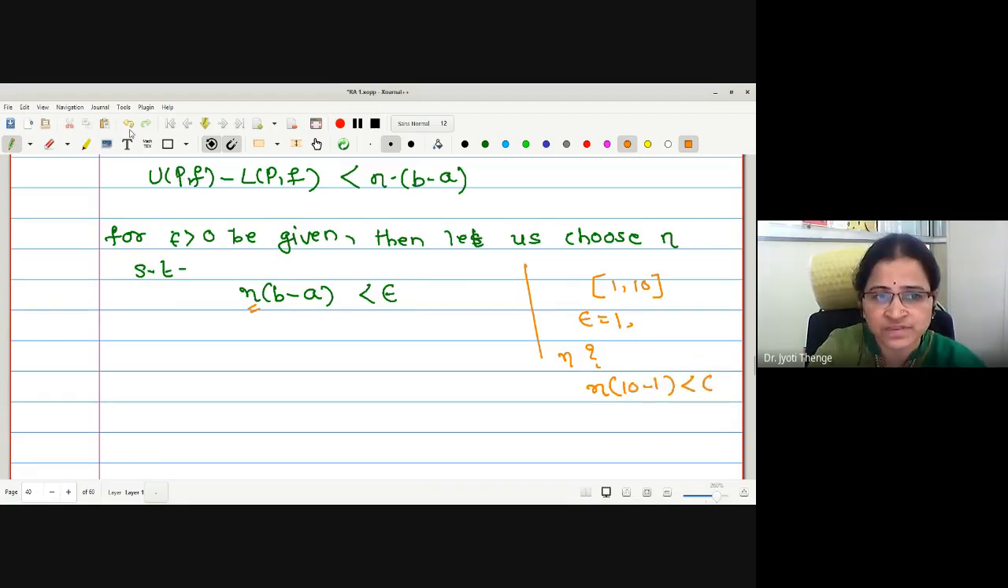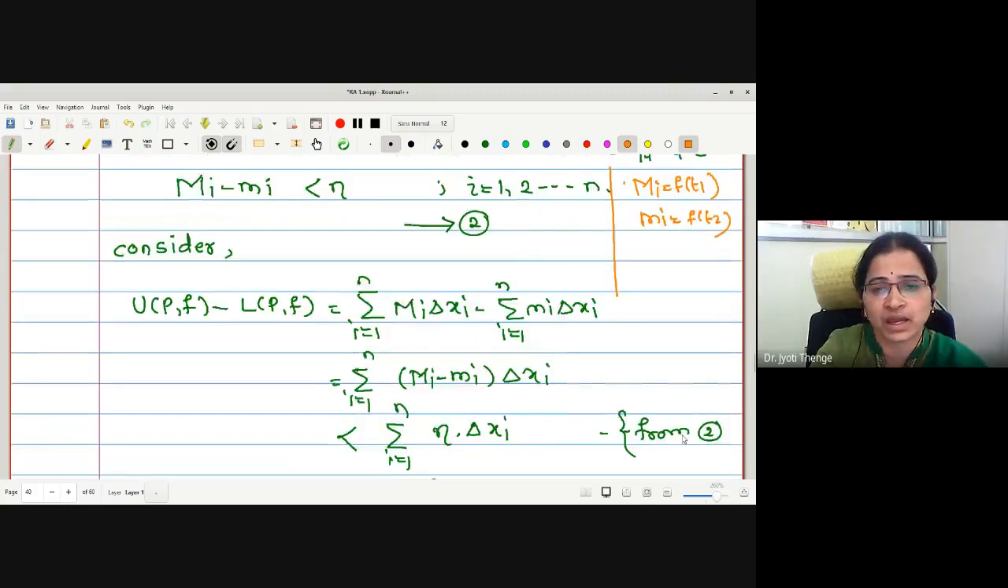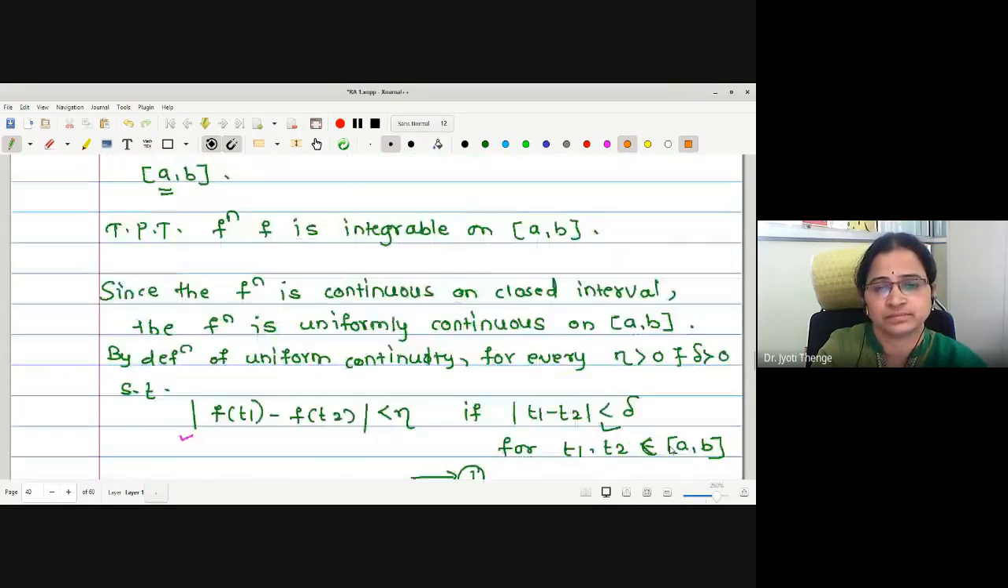What is epsilon? We have selected 1. Fine. Therefore, what is the value of eta? 9 eta is less than 1. Therefore, eta must be less than 1 by 9. So whenever this situation occurs, we are going to select this number eta less than 1 by 9. Here itself we are writing: for every eta greater than 0.